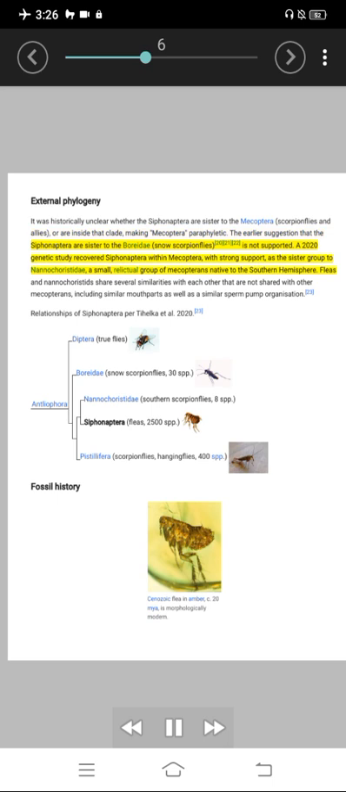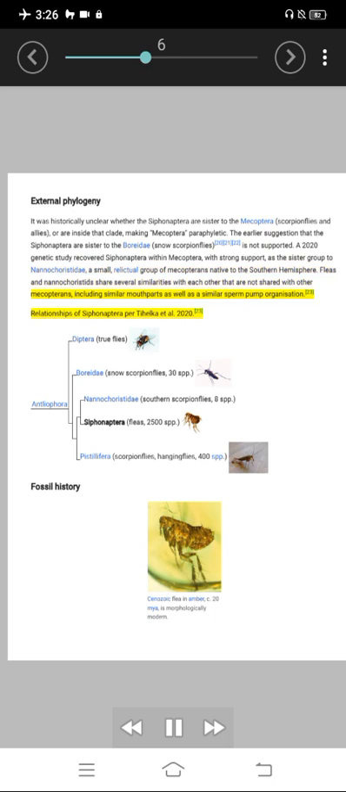A 2020 genetic study recovered Siphonaptera within Mecoptera, with strong support, as the sister group to Neuroptera, a small, relictual group of Mecopterans native to the southern hemisphere. Fleas and Neuroptera share several similarities with each other that are not shared with other Mecopterans, including similar mouthparts as well as a similar sperm pump organization.